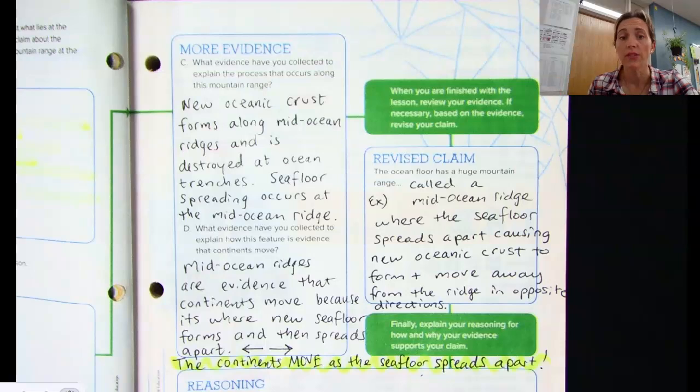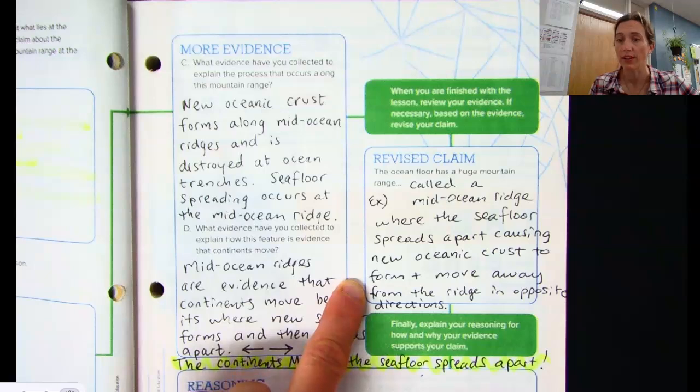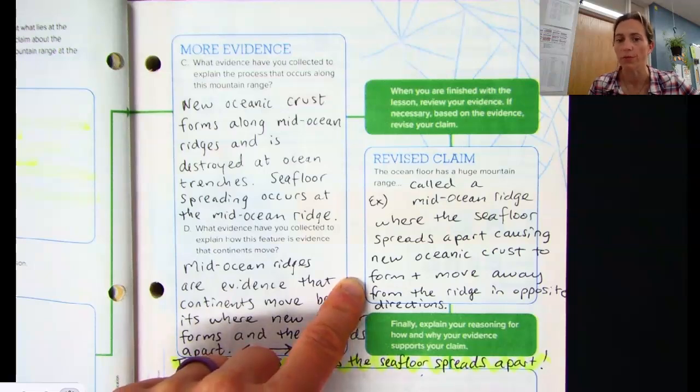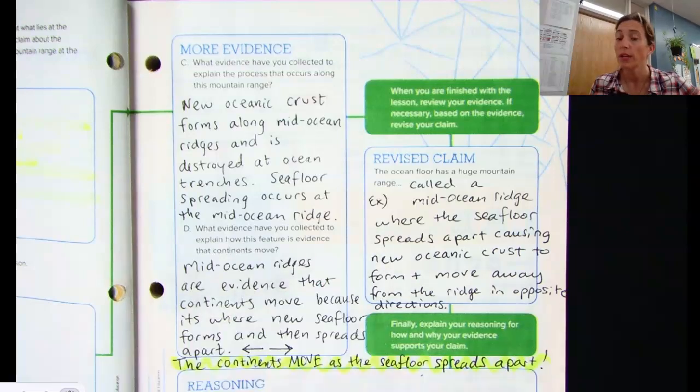Okay. So remember, in science, the way we do things is we come up with a claim and then we collect evidence, and that evidence may change our thinking or we may add to our thinking. So now that's what the revised claim is. We didn't go over this in the first lesson, but I would like you guys to take a look at what I wrote. You can change yours, add to it, etc.